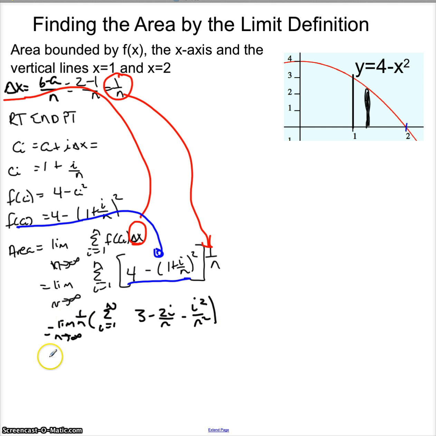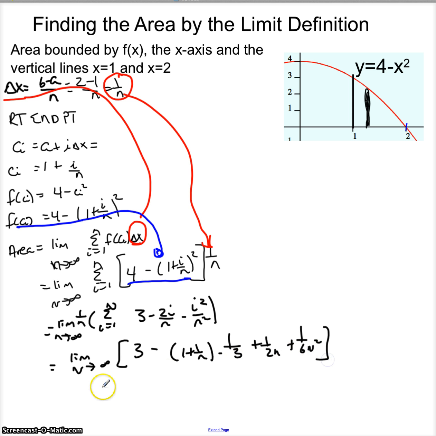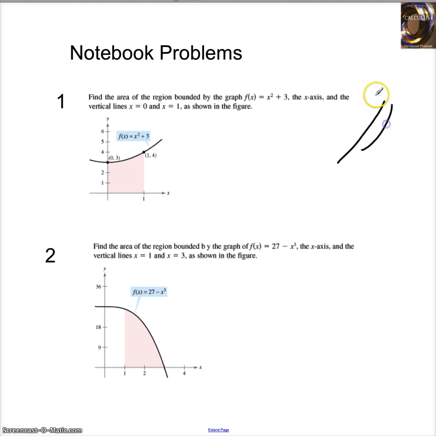So now we've just got the same summations we've had before, which is the limit as n approaches infinity of, I'm running out of space, so I'm just going to show you this part right here: 3 minus 1 plus 1 over n minus 1 over 3 plus 1 over 2n plus 1 over 6n squared. So this is equal to 3 minus 1 minus 1/3, or I get a final area of 5/3. Okay, you give these a go, stop the tape, and come back, and we'll do one more example.